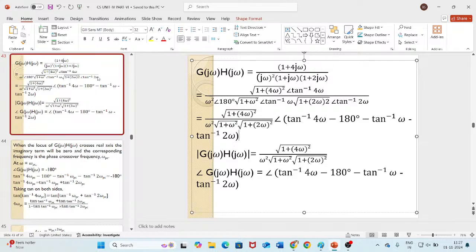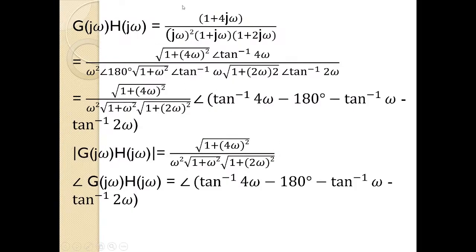Okay, some to the power of 2 values, their positions were changed. So, okay then. So one first order numerator factor, two first order denominator factors, and one integral factor are there. So just write down their magnitudes.